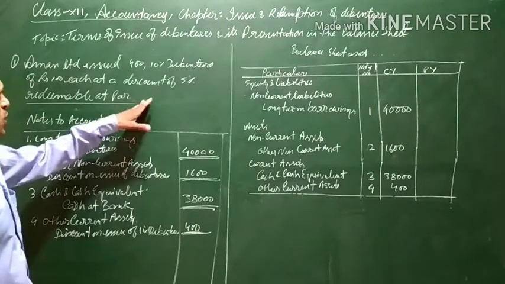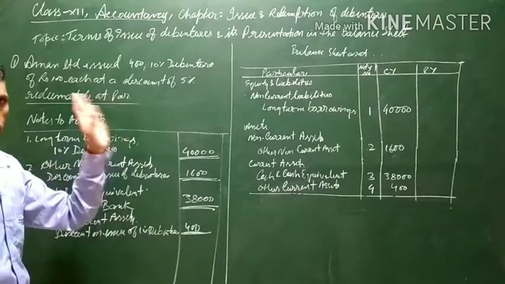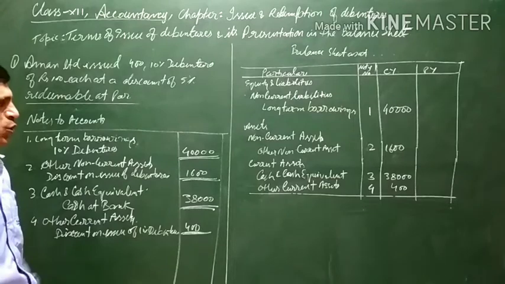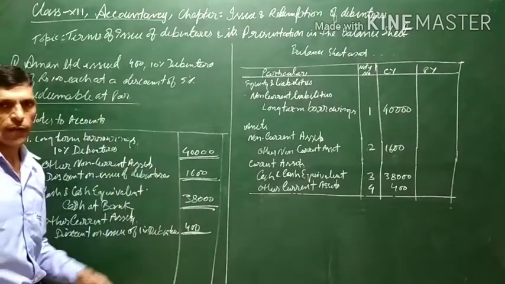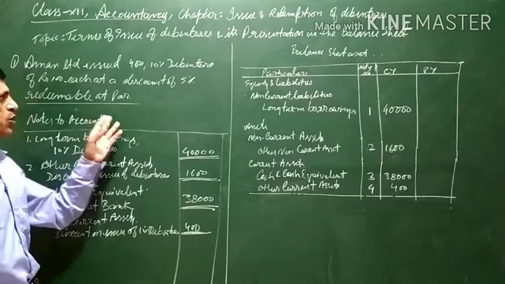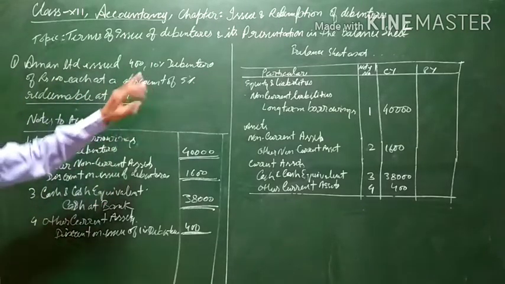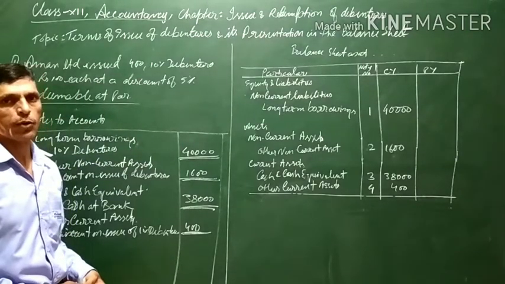This is all about issue of debenture at a discount and redeemable at par. Here nothing has been mentioned regarding the time period for which the debenture has been issued, so we have assumed it is redeemable after 5 years. In the next video, we will solve a question wherein debenture will be issued at 10% or whatever it is at a discount, and moreover it will be redeemable at premium as well.